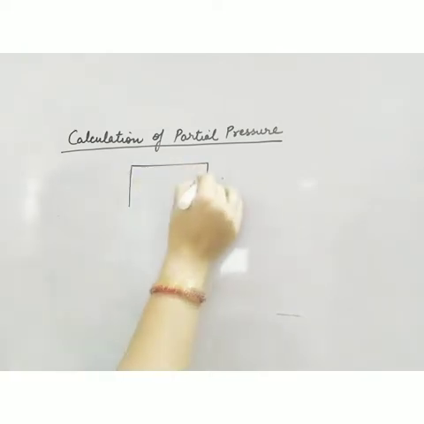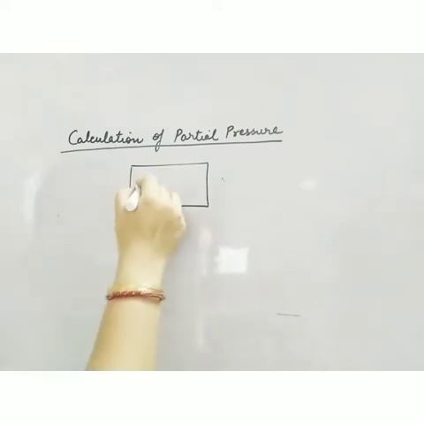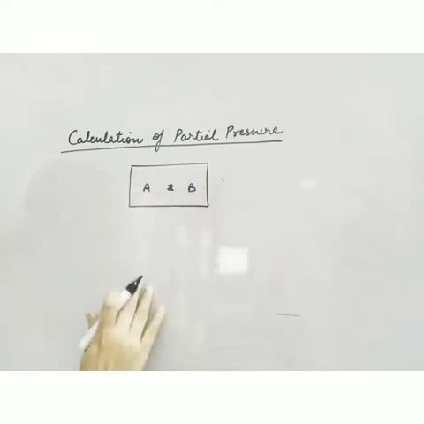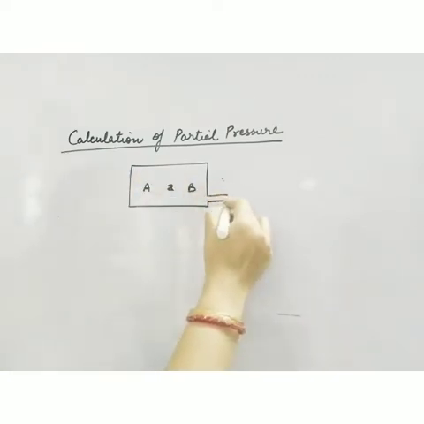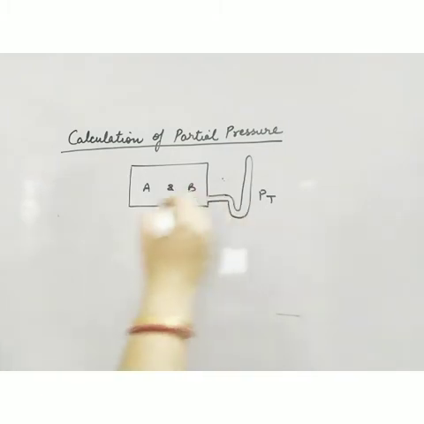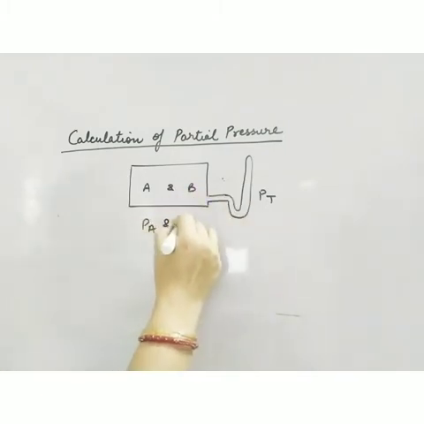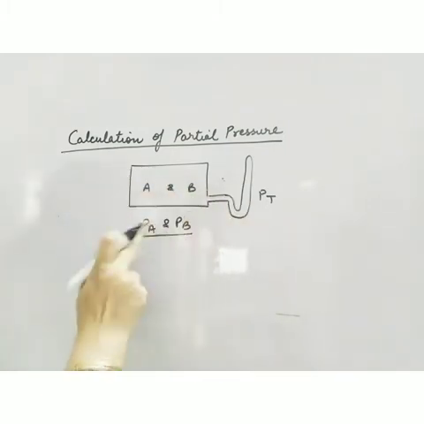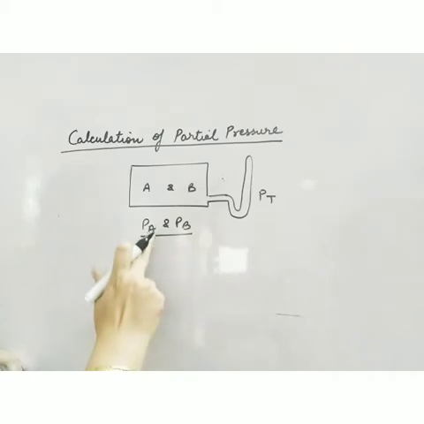Suppose this is a container and this container has two gases, A and B. Now if I attach a manometer here, I will get the value of P total. So P total I will get. How to find out PA and PB? In a mixture, how to find out PA and PB? So this is the next thing that we are doing: the calculation of partial pressure.